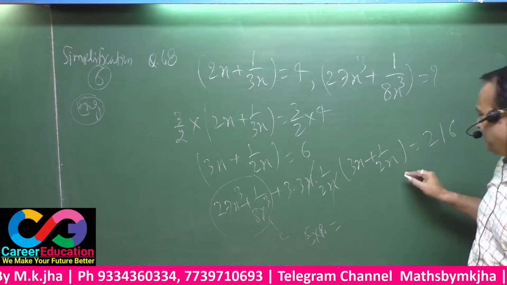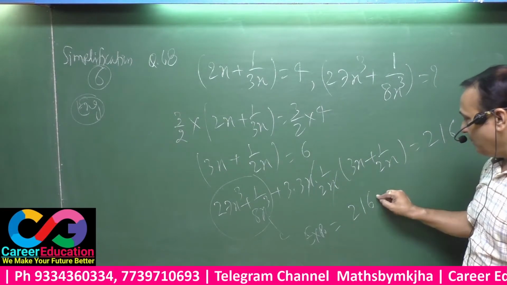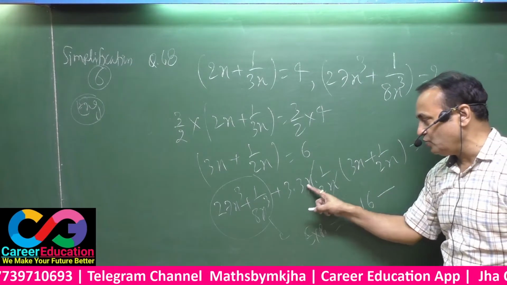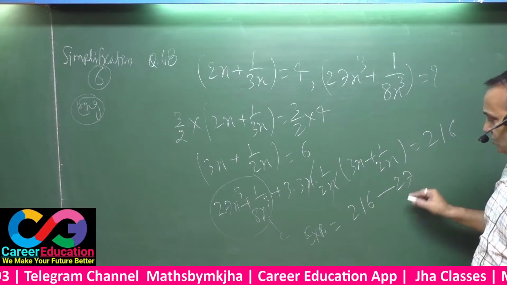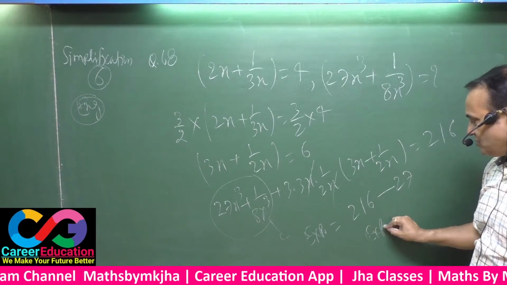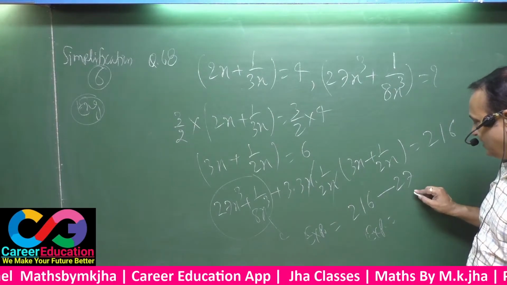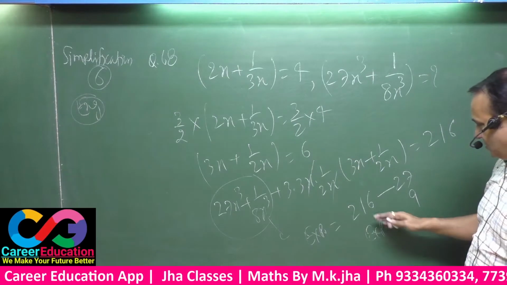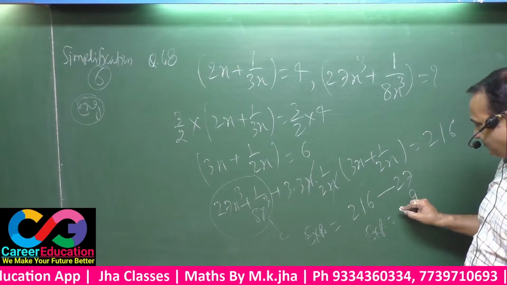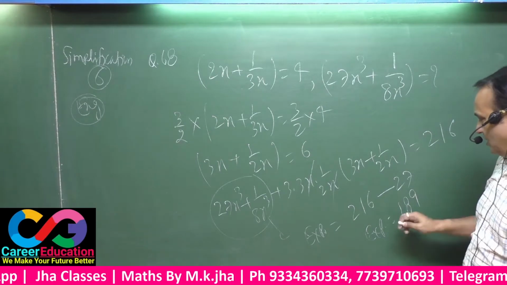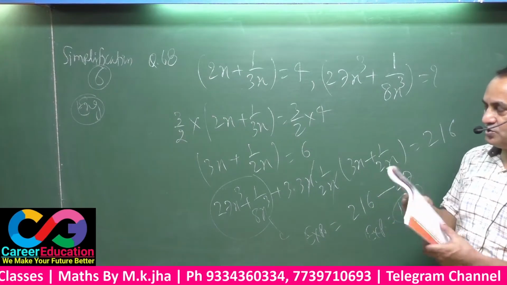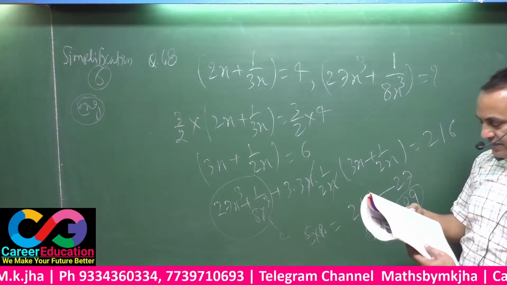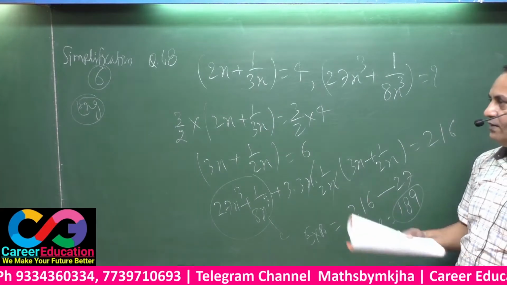This will be cancelled, and this is 216 minus 3ab(a plus b). The value of this is 6. That means 3 into 3 into 3 into 2 is 27 times 6. Thus you got the value of this expression equals to 216 minus 27 equals to 189. Okay, this is your final answer. Be noted, question number 68, answer is 189. Note down fast.